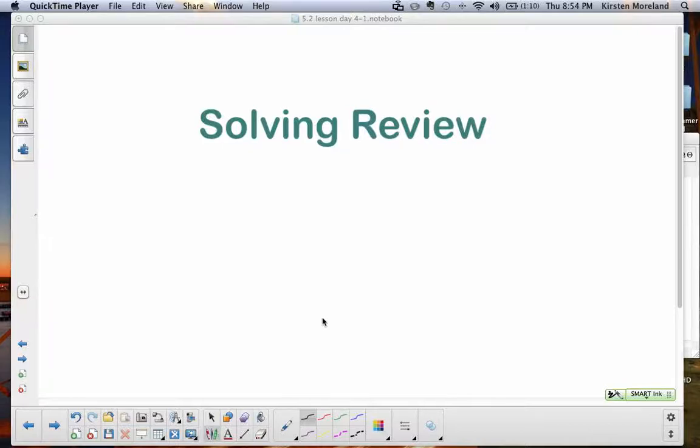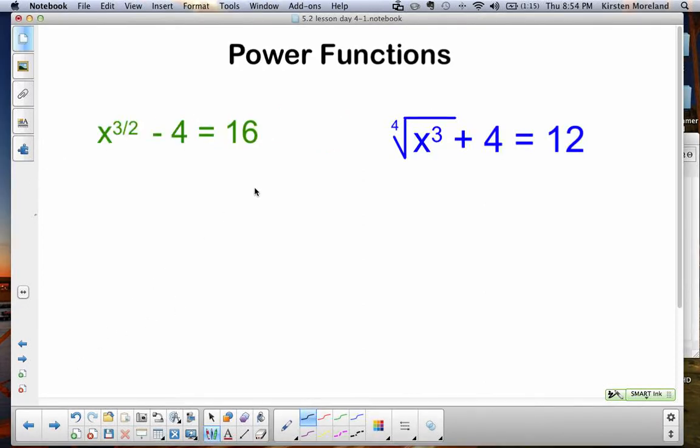Alright, today we're going to do a quick solving review before we take our test. So we're going to go through power functions first. These are power functions again because x is our base, right? So we're just going to solve these just like we normally would, using the order of operations backwards. We need to first get rid of our addition and subtraction, so we're going to add 4. We get x to the 3/2 equals 20. And then we're going to raise it to the opposite exponent, which is the 2/3.